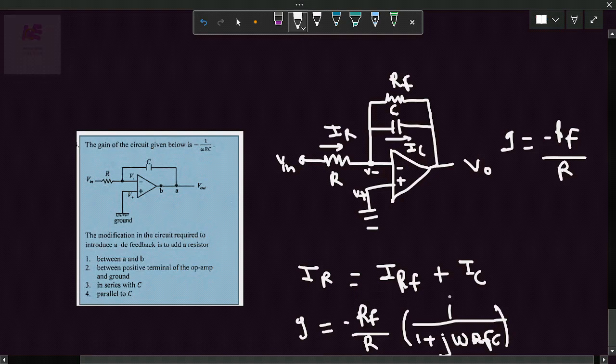After solving this equation, I is equal to IRF plus IC, the gain is equal to minus RF upon R times 1 upon 1 plus j omega RFC, which means that at low frequency, when the capacitor is open circuited, RF comes into the picture, and this amplifier simply acts like an inverting amplifier with the gain minus RF upon R1, giving more stable behavior in the practical integrator. The solution to this problem is option 4, take a resistor parallel to C.